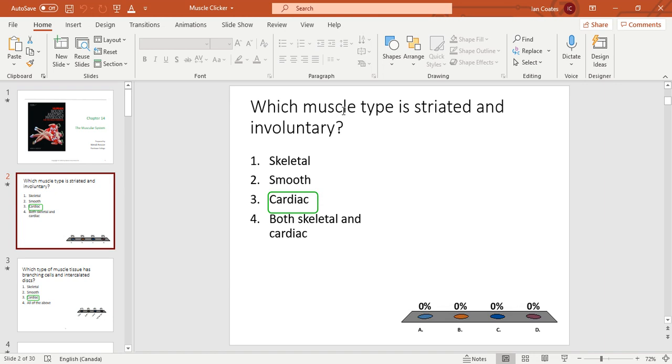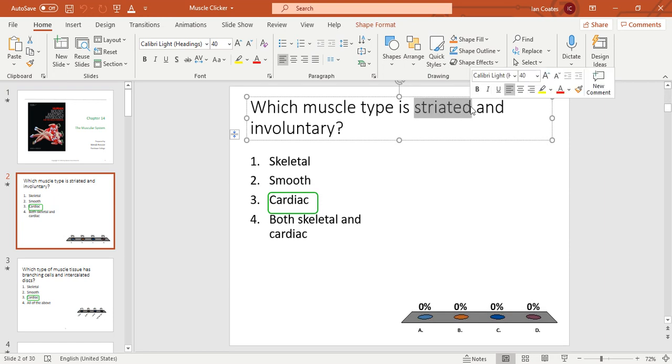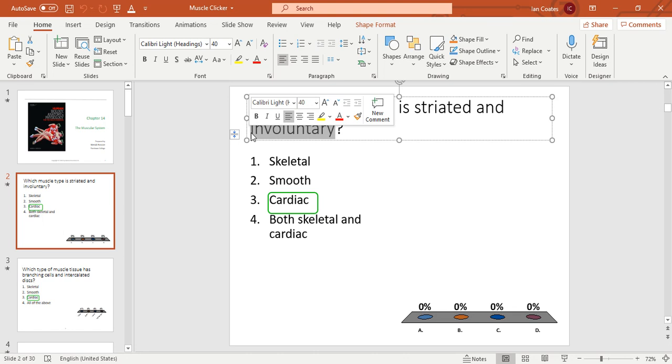Which type of muscle is striated and involuntary? Cardiac. This would be the first time you guys have seen that. But you've seen striated now. You've seen involuntary, and you know there's only 2 muscles that are involuntary. So you see, it just takes time.